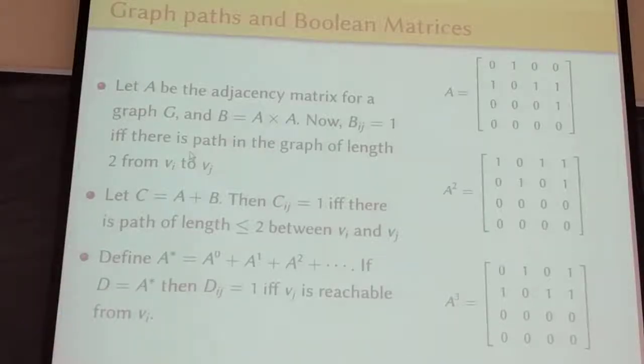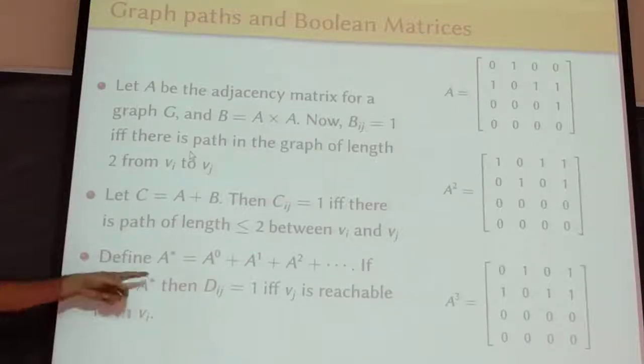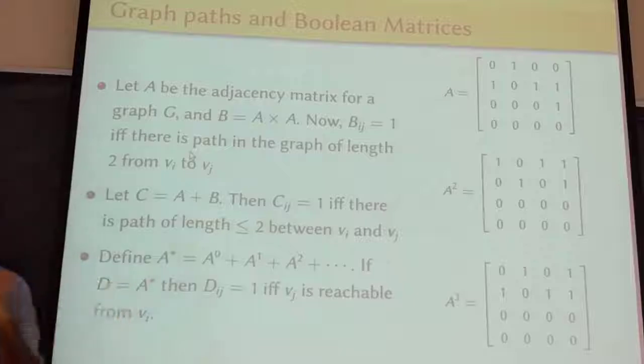Right? In general, if there isn't a path of length n, there isn't going to be a path of length greater than n, right? Because it's a graph with only n vertices. Therefore, the longest path without a cycle is going to be of length n, and therefore there's no need to go beyond A to the power n here, right?